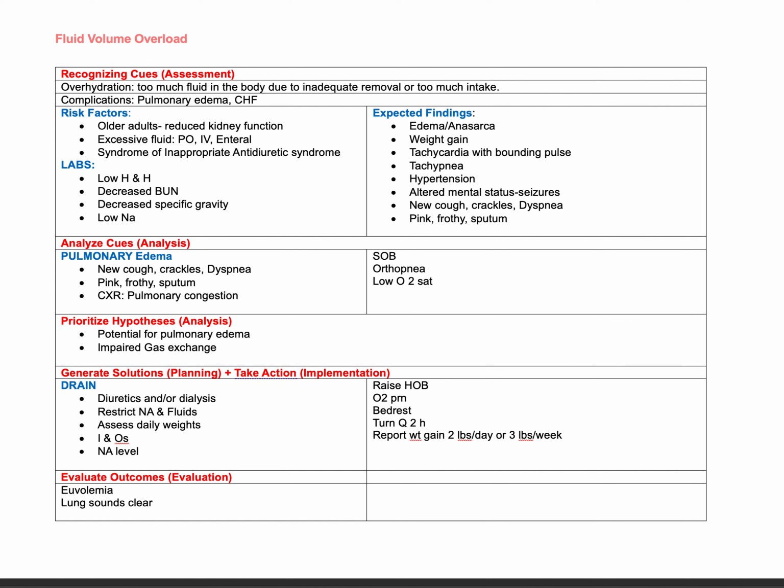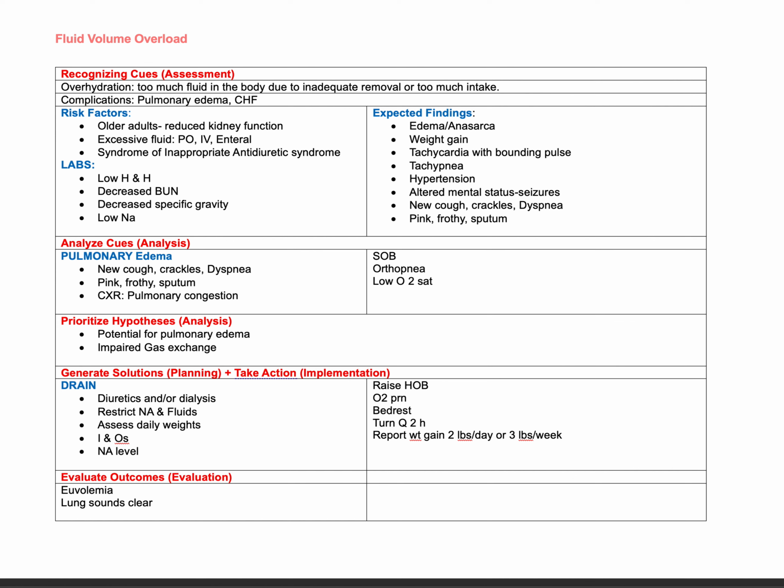And it's also people that are getting excessive fluids like oral fluids, IV or enteral. People with syndrome of inappropriate antidiuretic hormone, we talked about that in the cancer lecture because that's one of the oncological emergencies. There's other conditions that can cause syndrome of inappropriate antidiuretic hormone as well.